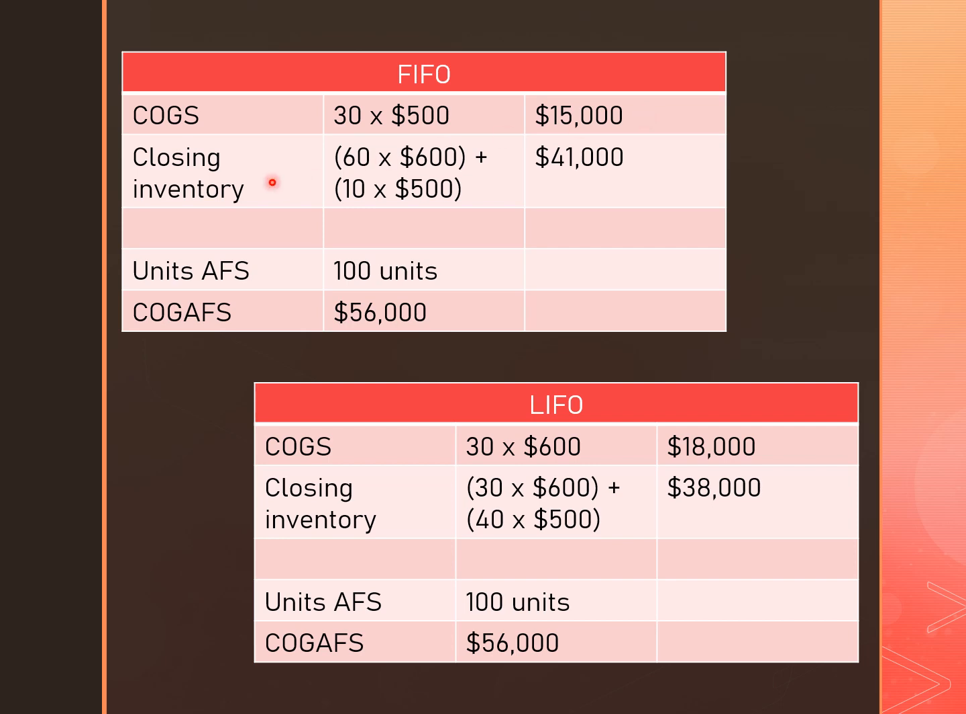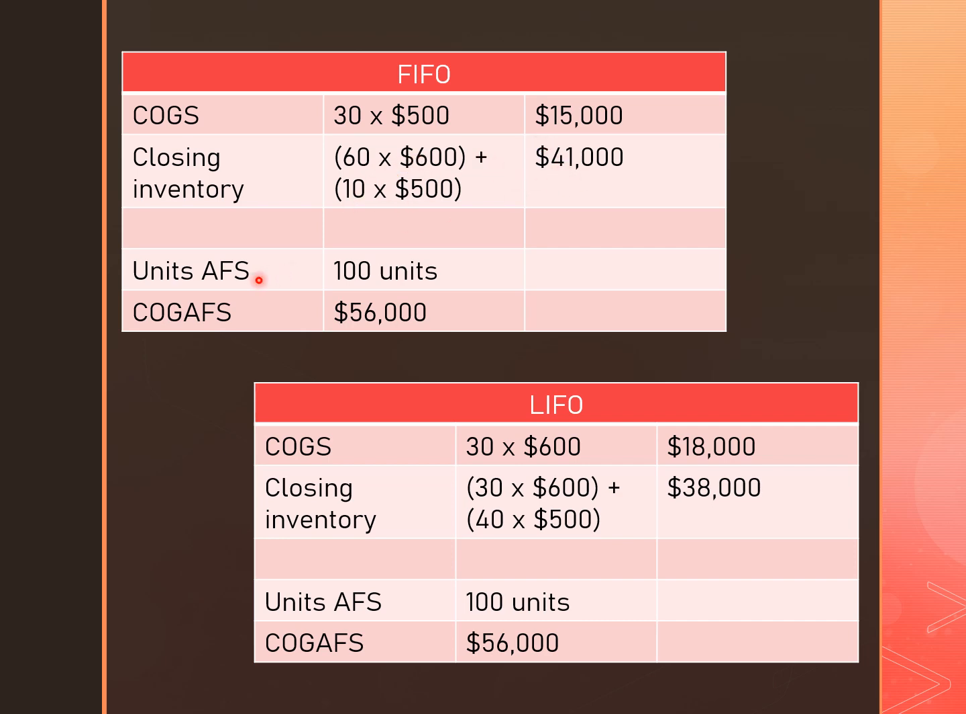Dan untuk kira closing inventory, okay, dalam dia punya oldest unit tu, dia ada 10 lagi baki, betul? Sebab ni dia ada 40 sebenarnya. Lepas tu dia jual 30, so tinggallah 10 kat sini dengan harga 500. Dan untuk yang you baru beli, purchases yang baru beli tu 60 unit darab dengan 600. So, darab ni tambah, dapatlah 41.